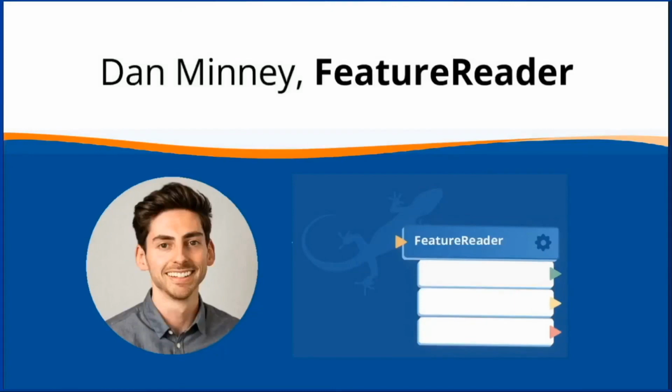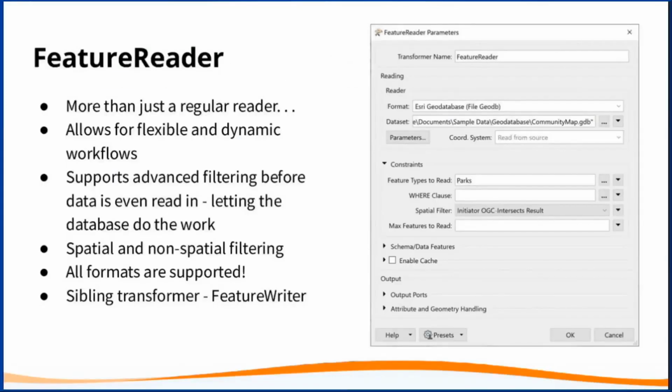Great, thanks Natalie. My name's Dan Minnie, and I'll be going over the FeatureReader today. FeatureReader in itself might just look like a regular reader, but it really allows for much more flexible and dynamic workflows. So it acts just like a regular reader. All the same formats are supported, but we can now use information and attributes obtained earlier in our workflow to perform advanced reading. So one of the main advantages in this is that we can actually do some advanced filtering before our data is even read in.